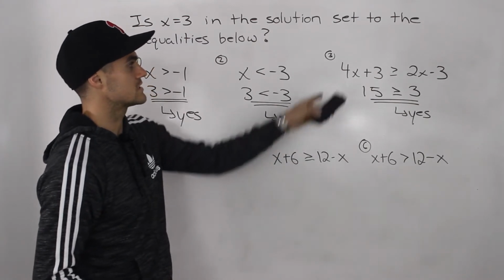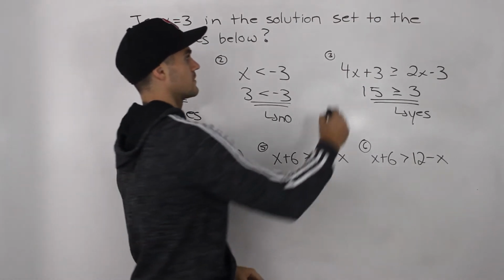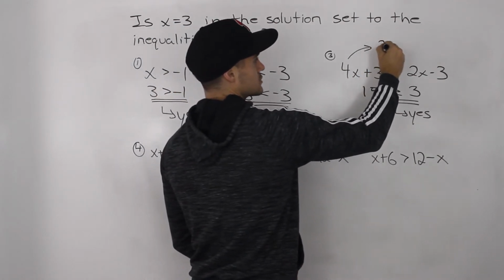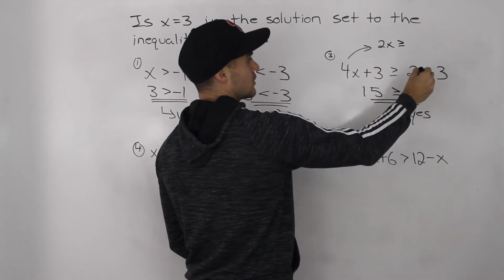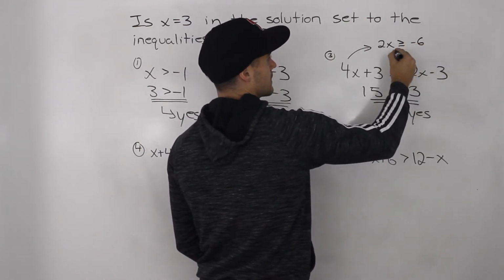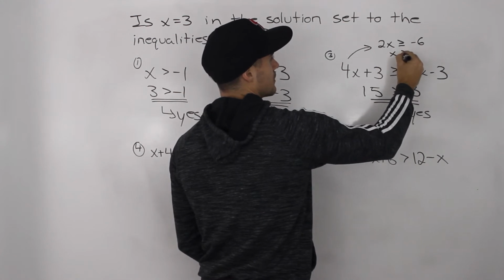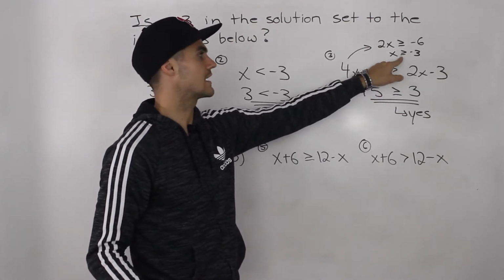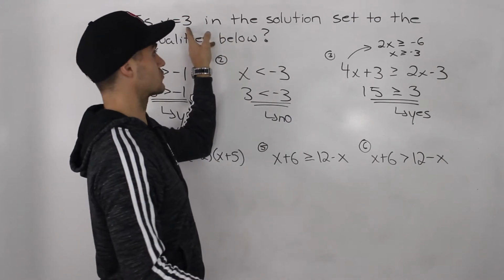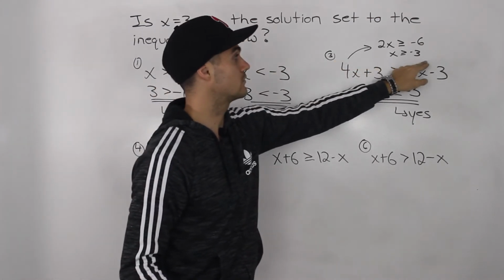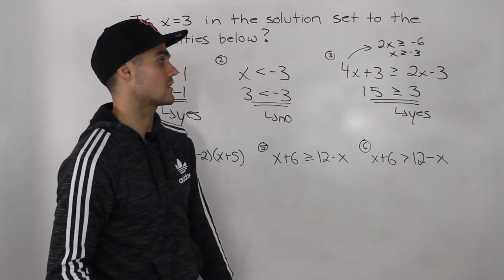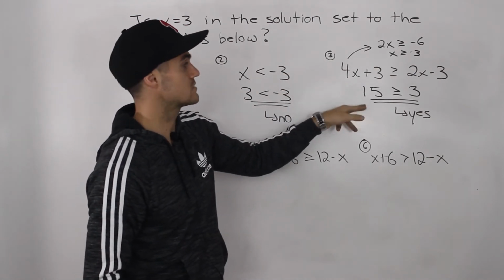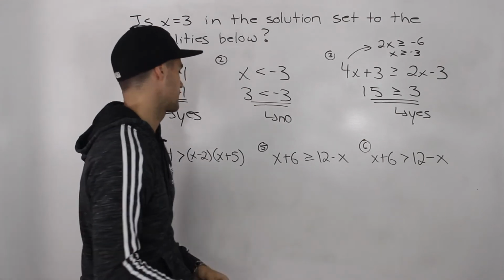Another way you can do these actually is you can solve this inequality. So if we bring the 2x over, 4x minus 2x gives us 2x greater than or equal to, if we bring this 3 over, -3 minus 3 gives us -6. So then when we simplify that, x is greater than or equal to -3. So basically all x values that are greater than or equal to -3 will work for this inequality. And since 3 falls in that solution set, we know that it's going to work. But in my opinion, a quicker way is just plug it in for the x values and then just see whether the numbers make sense.